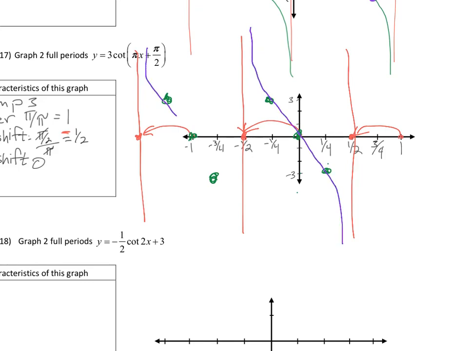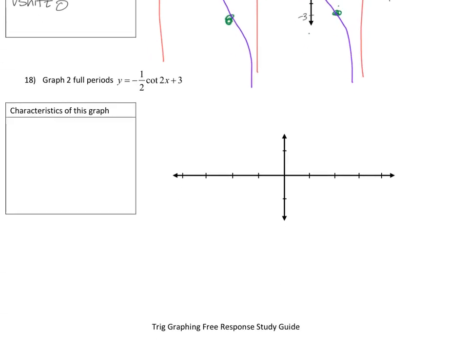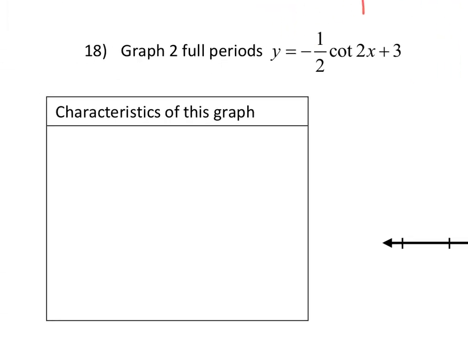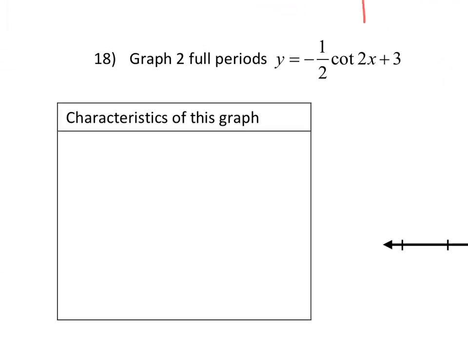This has a horizontal shift of pi over 2. Well, actually, of negative 1/2. And an amplitude of 3 and a period change to 1. All right, let's do our last one here. I know you're getting tired. All right.